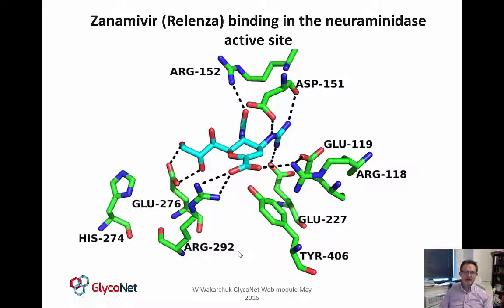If we take a look at the binding of Relenza, which is the 4-guanidino substituted version of sialic acid, we can see that this guanidino group engages a couple of residues which are not involved in the normal sialic acid interactions, which serves to strengthen this interaction. So we have Glu-227, Asp-151, and Glu-119, which are major contributors to this binding interaction.